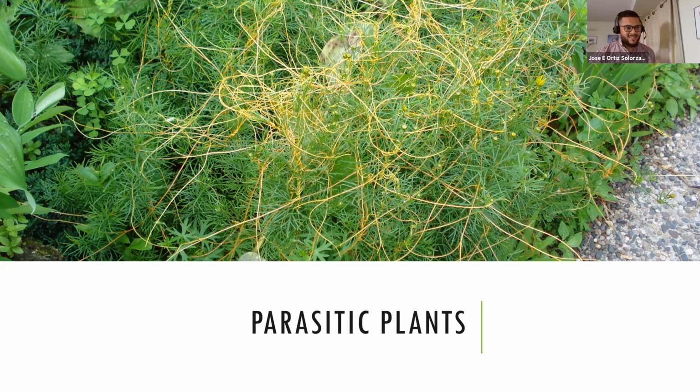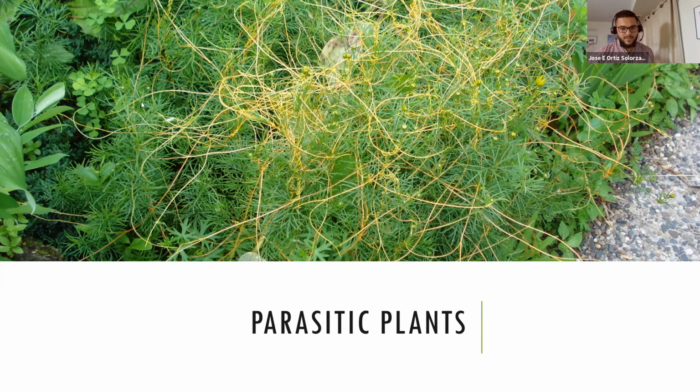All right. Hello, everyone. So now you have learned about plants being affected by nematodes. However, plants can also be affected by other types of organisms, such as fungi, bacteria, viruses, but they can also be affected by other plants. And how do we call those plants that affect other plants? We call them parasitic plants.